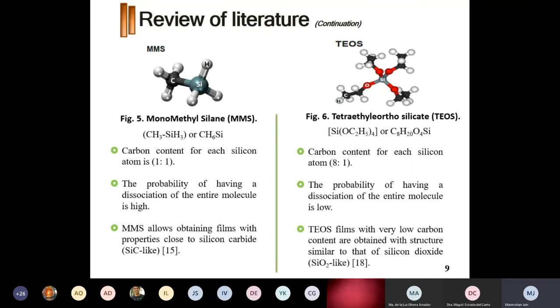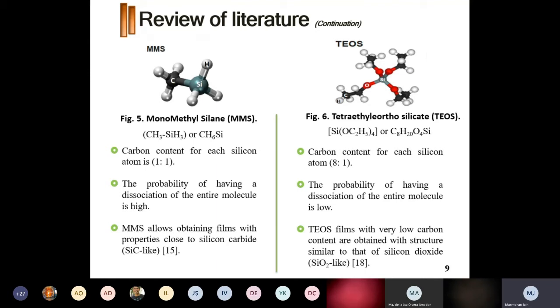While in tetraethyl orthosilicate, TEOS, the chemical formula is C8H20O4Si. As we can see in the chemical formula of TEOS, all the necessary atoms are present, like silicon, oxygen, and carbon. So we don't need any other precursor in this system. And if we look at the carbon content, the ratio of carbon to silicon atoms is 8:1.